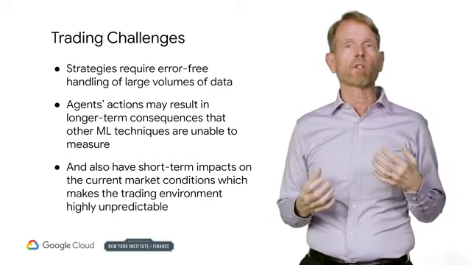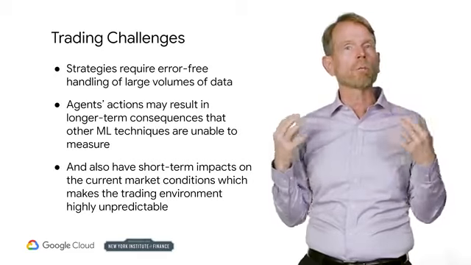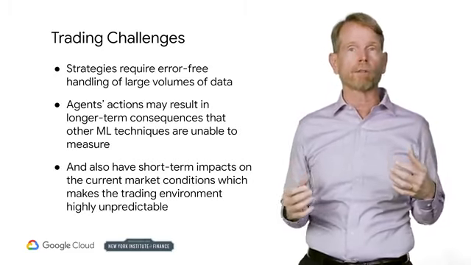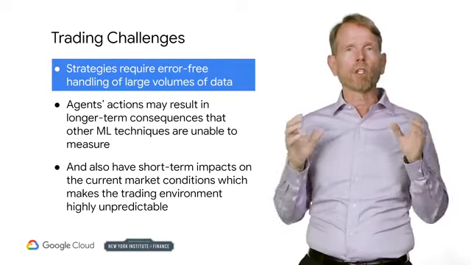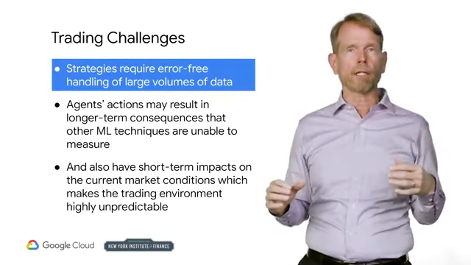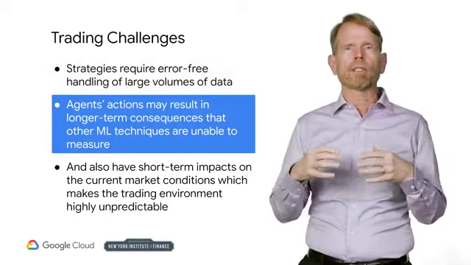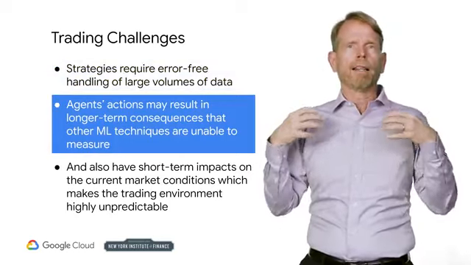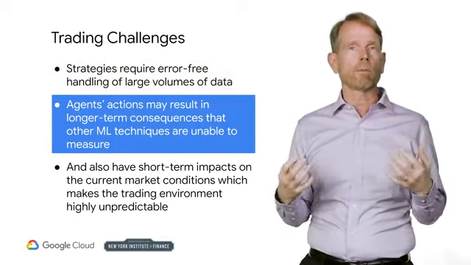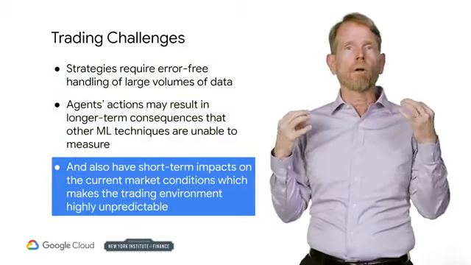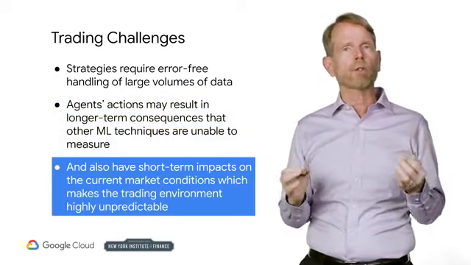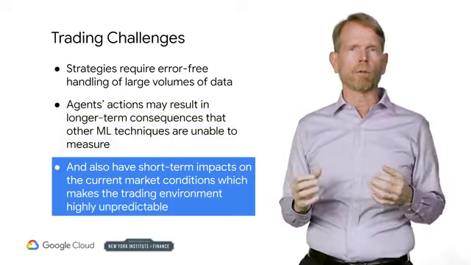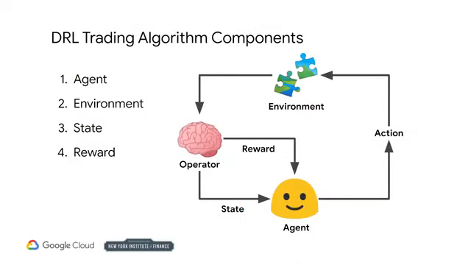This means deep reinforcement learning can help in handling some of the most complex issues that traders face in financial markets. Strategies require error-free handling of large volumes of nearly continuous data. Agents' actions may result in long-term consequences that other machine learning methods are unable to measure. Agents' actions also have short-term impacts on the current market conditions, which makes the trading environment highly unpredictable. Now let's find out how DRL's application to trading can work in practice.